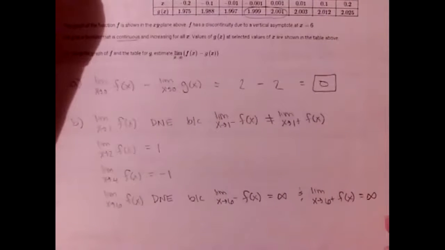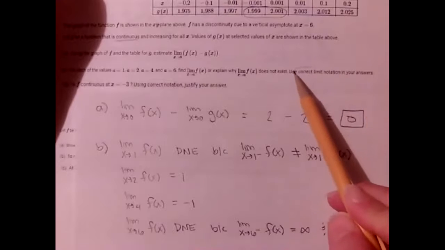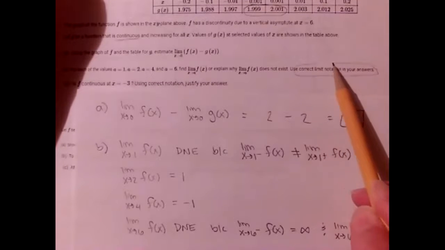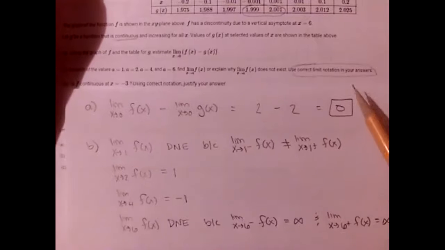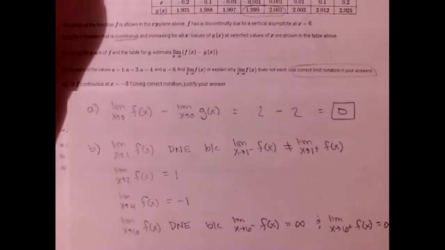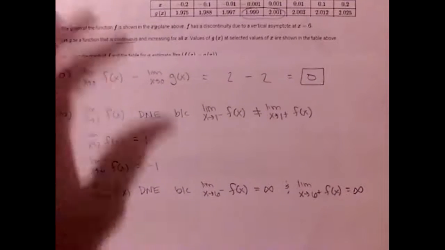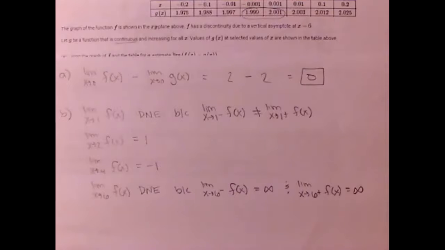And you cannot get away with just writing "because there's an asymptote" in words like that. They're gonna say, use correct limit notation in your answers. So if you were wondering why is she being so picky about this on our quiz? It's because that's what they're gonna do to you on the AP exam, and that's what I'm trying to get you ready for. So I'm not trying to be mean, but that's how you're gonna have to write it on there.